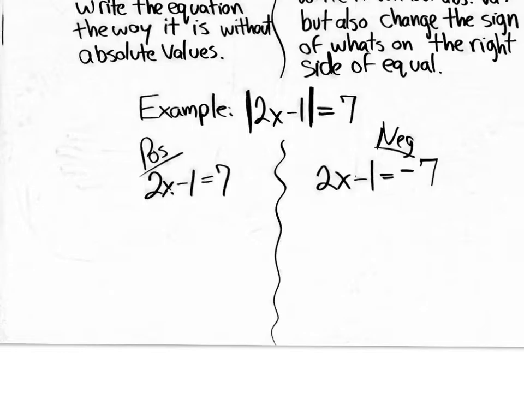So, like I was saying, the negative situation is the same thing without the absolute values. There's no absolute values here. But we also changed the sign of the right side of the equal sign. So I had a 7, now it's a negative 7. That's how you do the negative situation, right? And then, of course, you're going to solve this and you're going to get 2 answers.